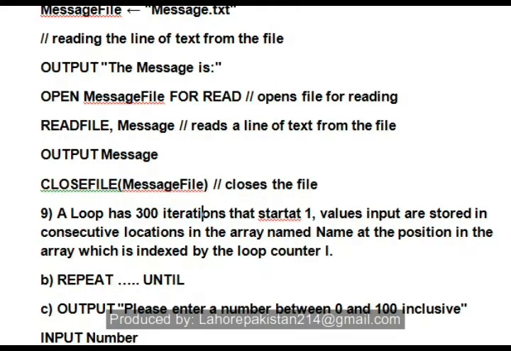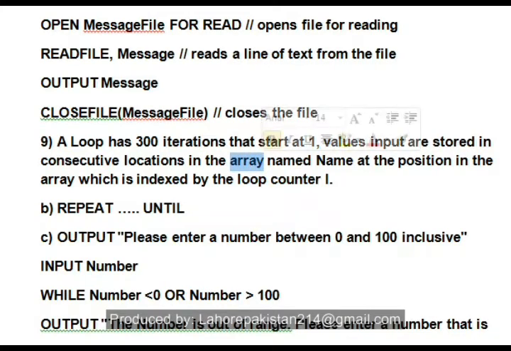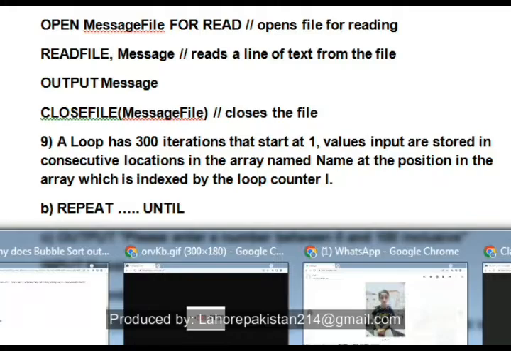So the answer will be a loop. This is a loop which has 300 iterations, and iterations are starting at 1. Values are input in consecutive, adjacent locations, and it will form an array named name. The name of the array will be name, and it will save 300 names at the position in the array at which the index of the loop will move. If the index is 1, the first name will be saved. If the index is 2, the second name will be saved, etc.